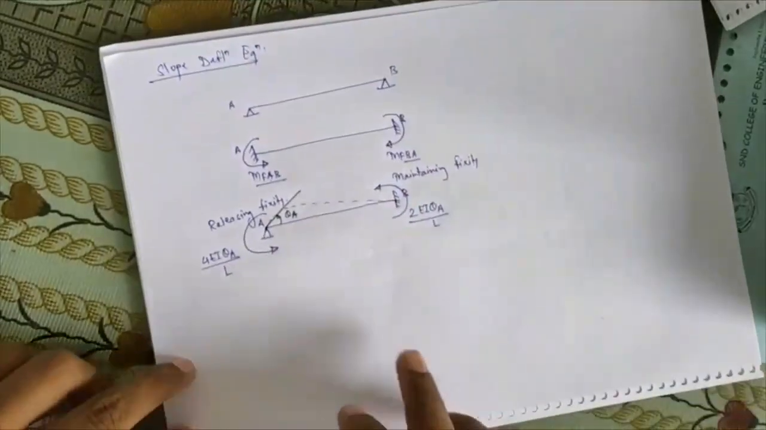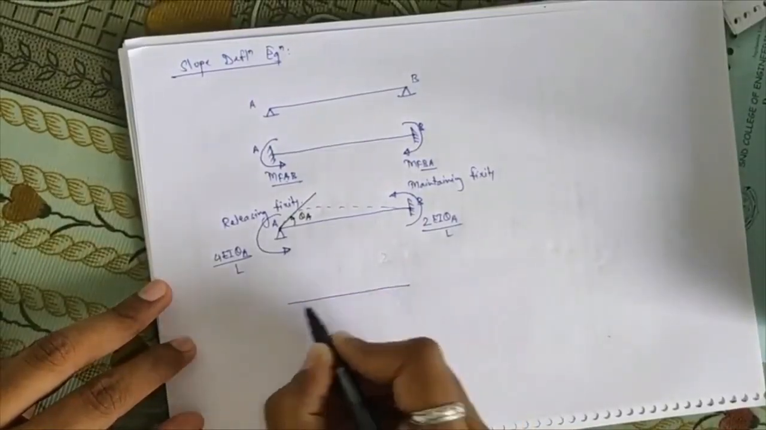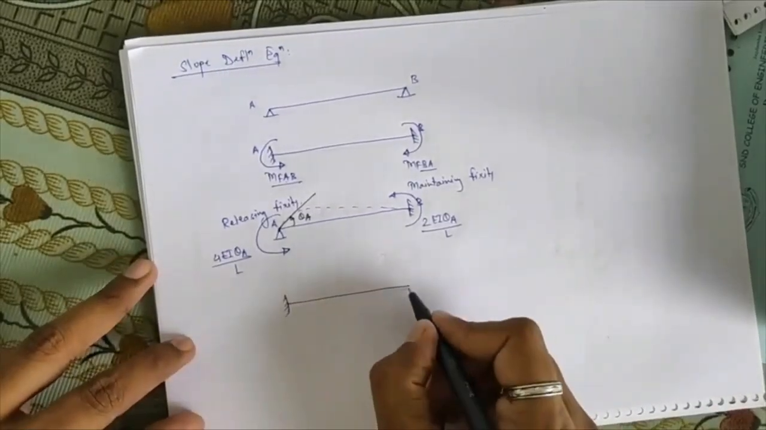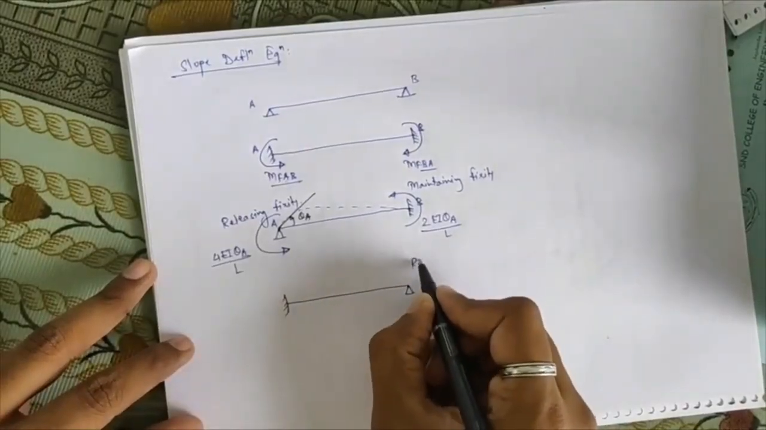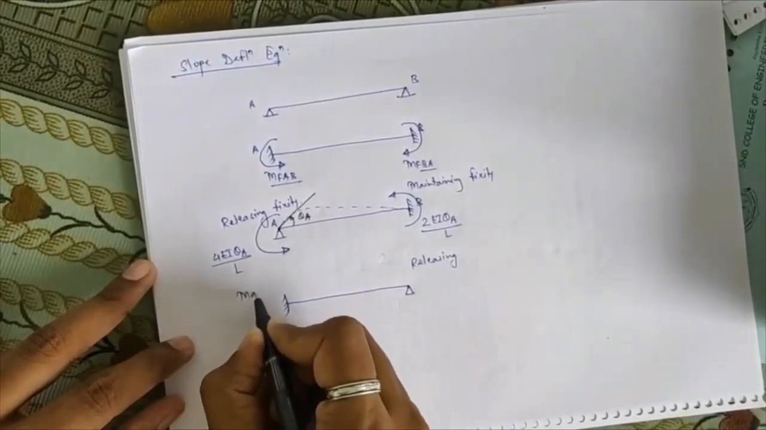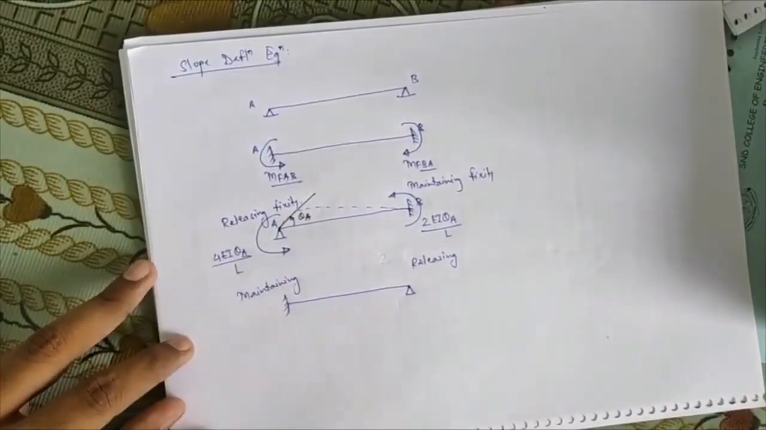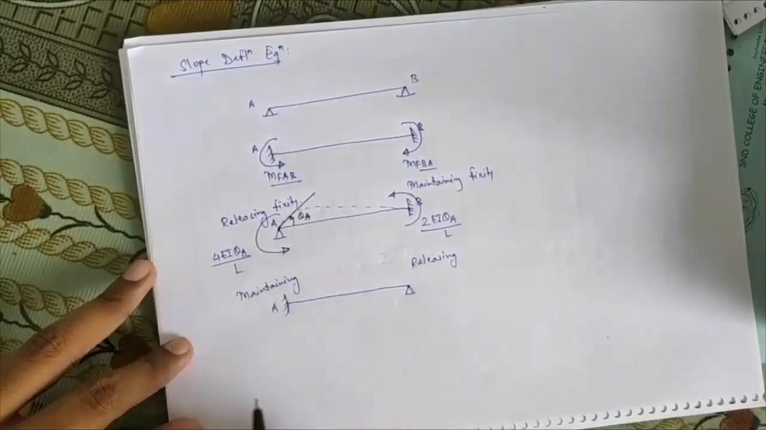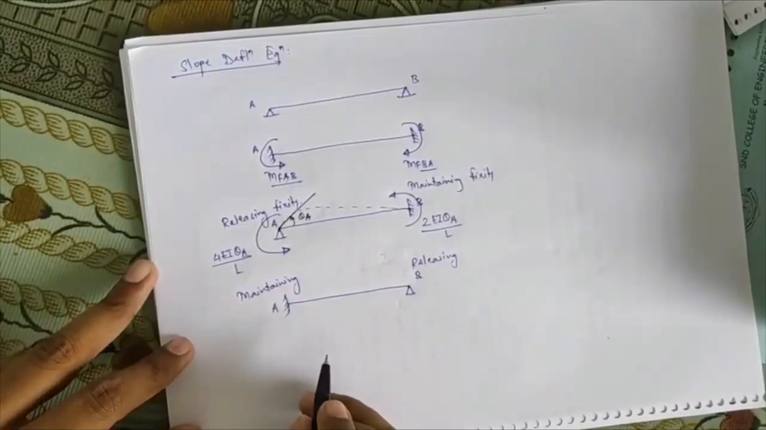Next time what I'm doing, I'm interchanging these two conditions. That is, I'm maintaining the fixity at joint A and I'm releasing the fixity of joint B. Here I'm releasing and here I'm maintaining. Okay, so what will happen now? Now slope at your point A will be completely 0 and slope at point B will have some value that will be equal to theta B.